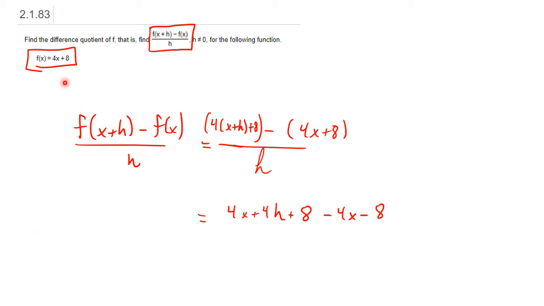Okay, I simply copied it down wrong. This was 4x plus 8, so this should be 4x plus h plus 8. Okay, good. And then this is all over h.